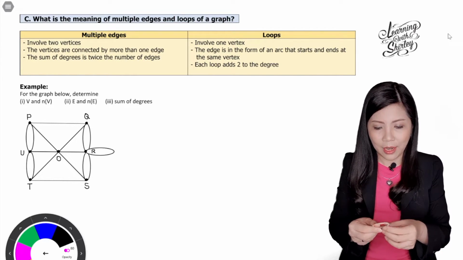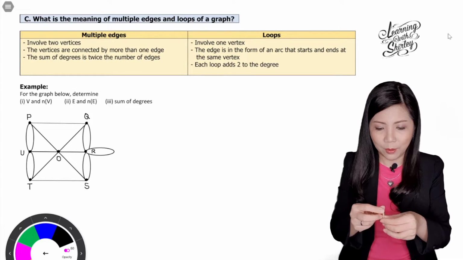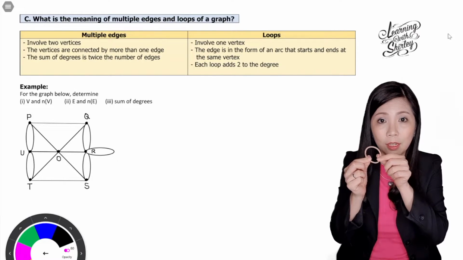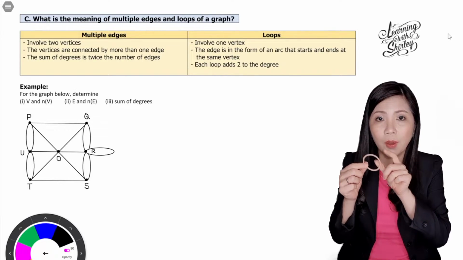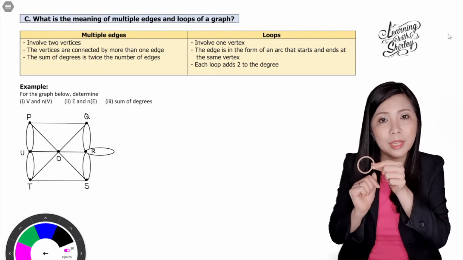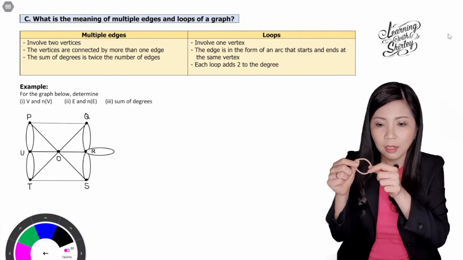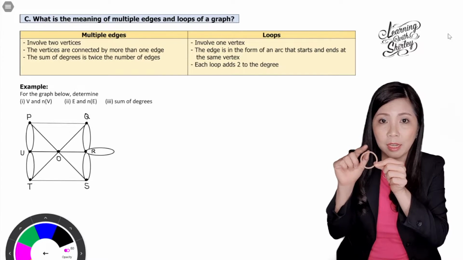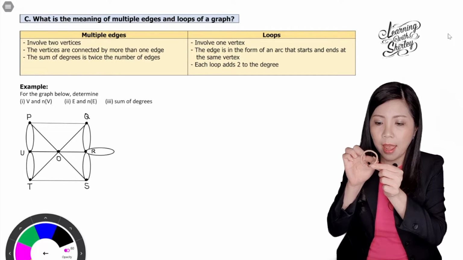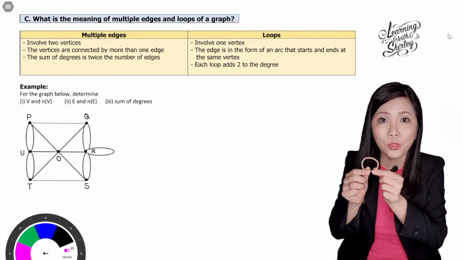As for loops, I remove one gold string so that I will make up one vertex. So now we have only one vertex over here. You see the gold string here? So if we have one vertex here, it involves only one vertex, so it's a loop. A loop can be a circle shape or oval shape. The edge is in the form of an arc that starts and ends at the same vertex. It starts and ends, and then another round it starts and ends. So each loop adds 2 to the degree.